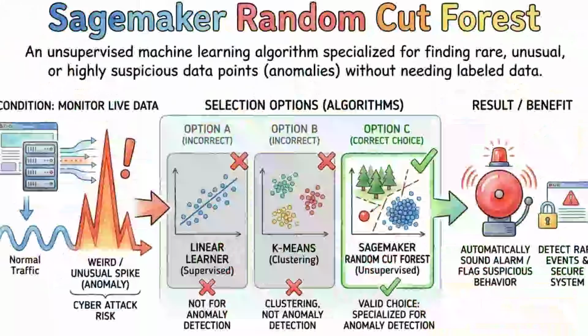One of the absolute most heavily tested unsupervised algorithms on the entire AWS exam is the SageMaker Random Cut Forest algorithm. Random Cut Forest is a specialized tool built specifically for anomaly detection, which means it is mathematically trained to find weird, unusual, or highly suspicious data points.